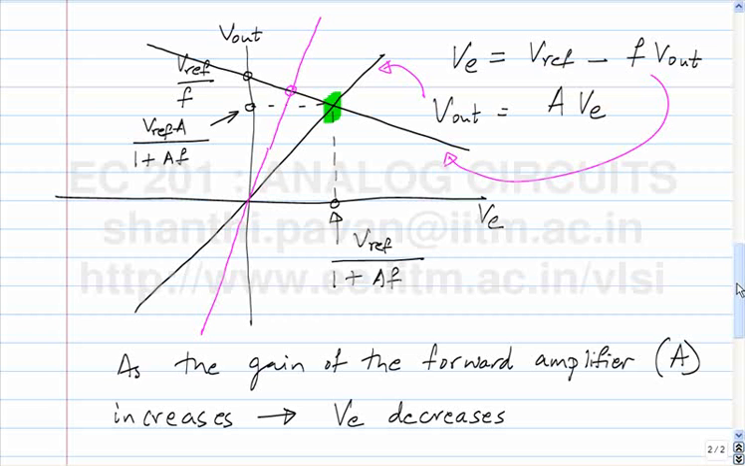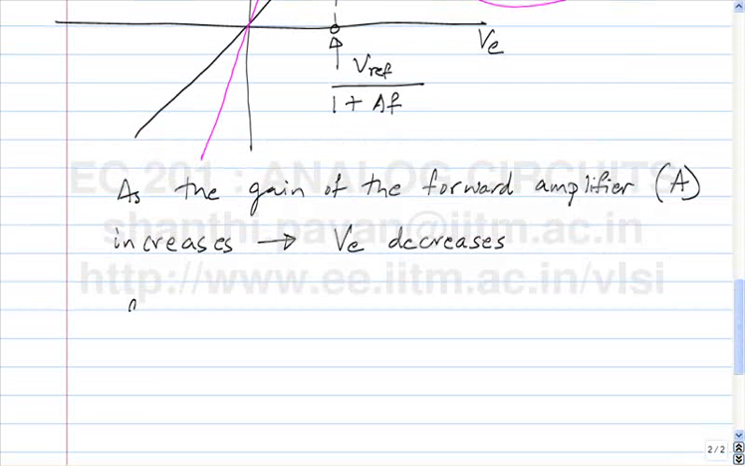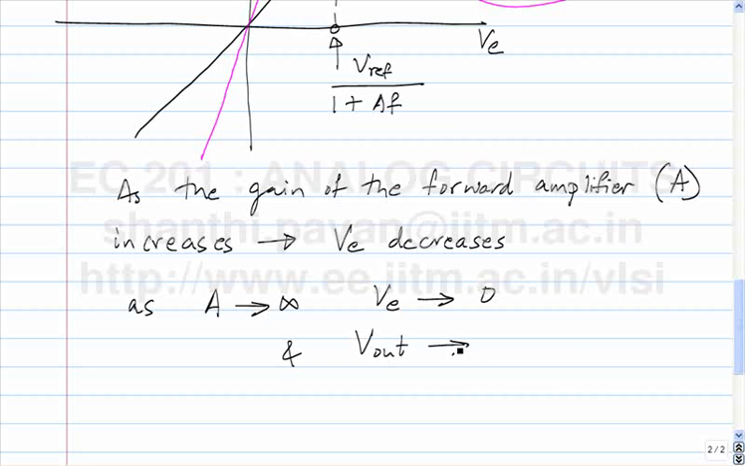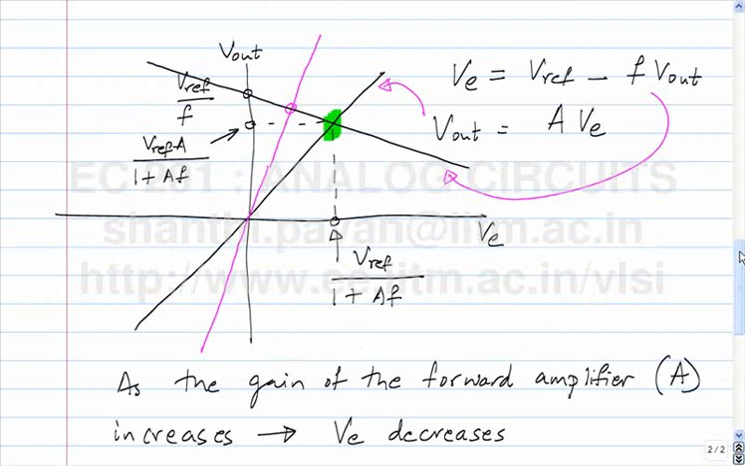And what do you think happens to the output? Okay, output increases, but what happens if I keep increasing the slope, making the slope A higher and higher? What happens to the output? Specifically, as A tends to infinity, VE tends to 0, and V out tends to Vref by F. Quite straightforward. Okay.